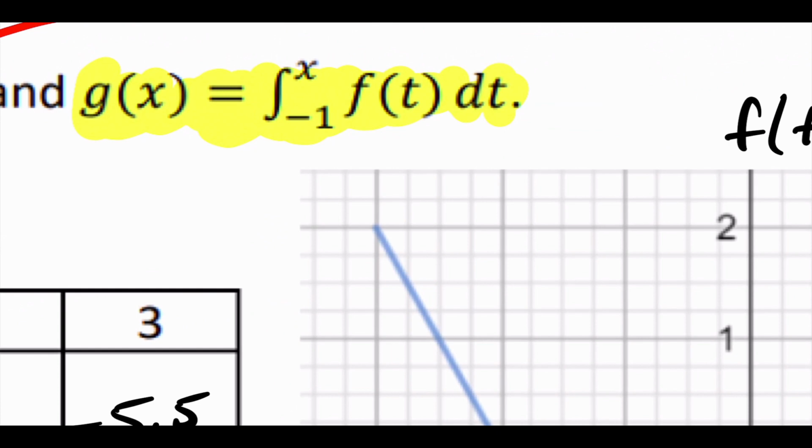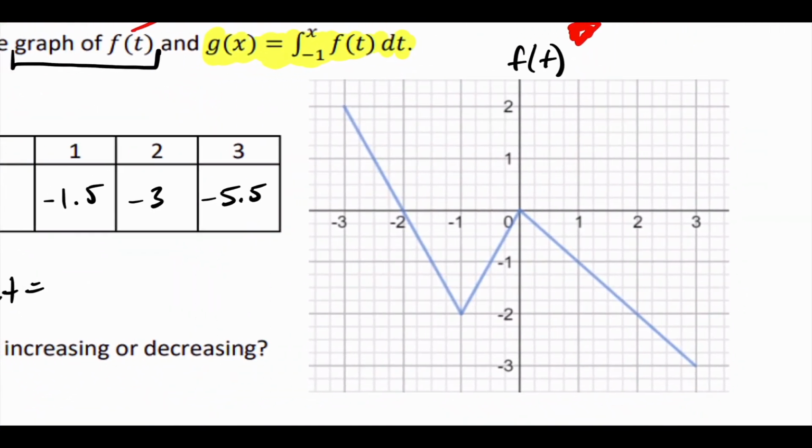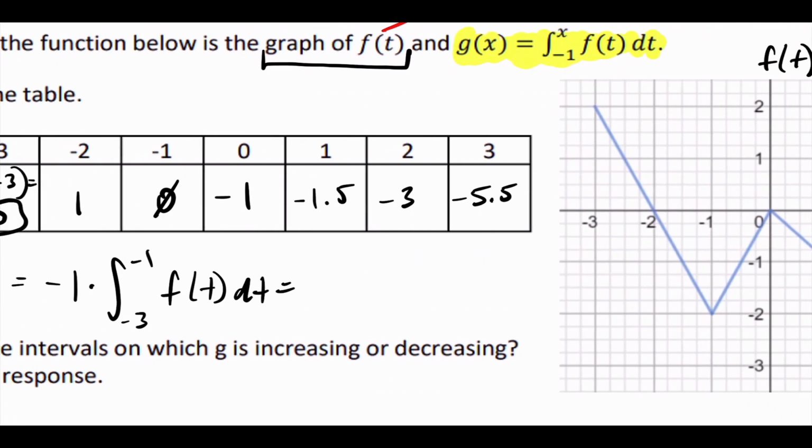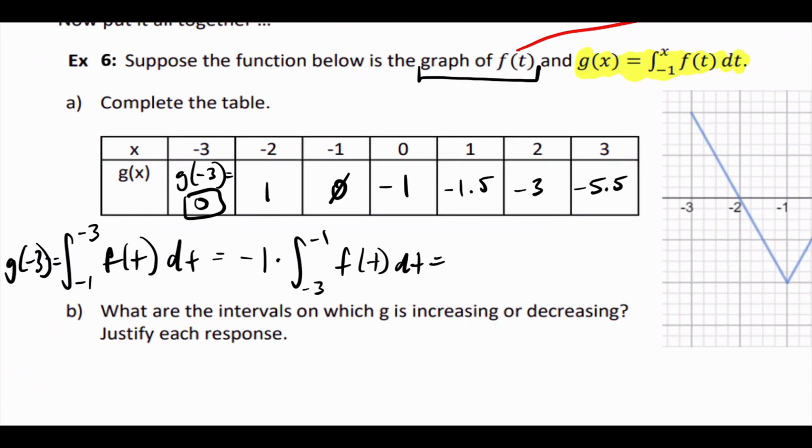And where is f? Where is f of t? The graph. The graph represents f of t, okay? So we filled out the table yesterday. The table just pretty much represents a bunch of areas from -1 to that number. From -1 to -3, the area is 0. From -1 to -2, the area is 1, so on and so forth.